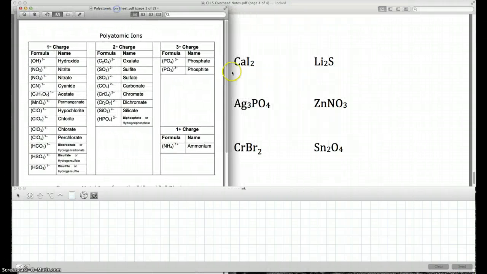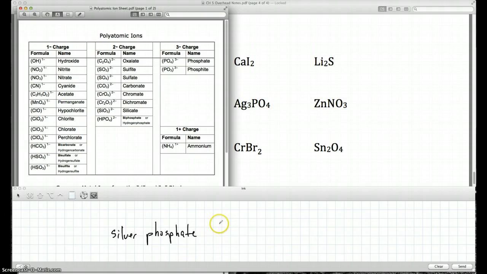Okay, the two examples. Ag, if you remember, is silver. And PO4, if you look at our polyatomic ion sheet, PO4 is phosphate. So silver phosphate is the name of that formula right there, that chemical, that ionic compound.